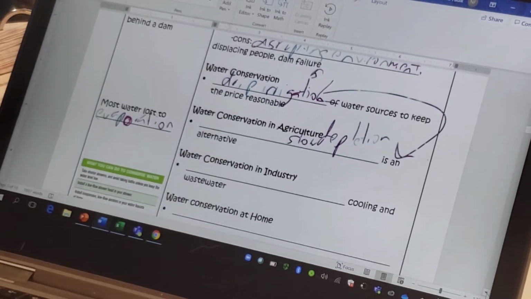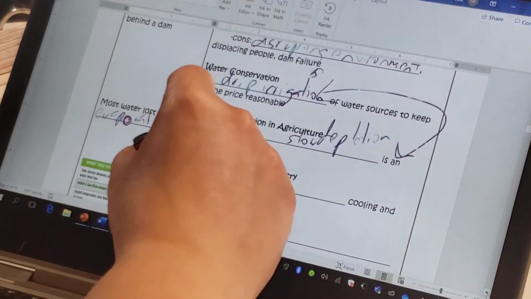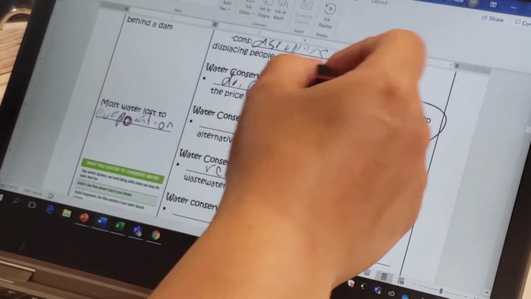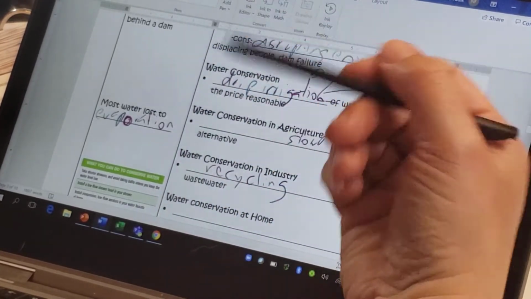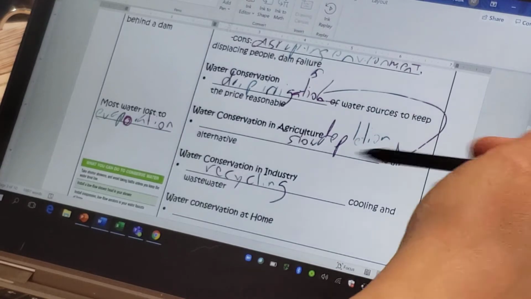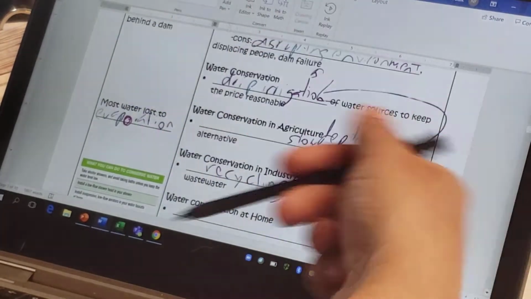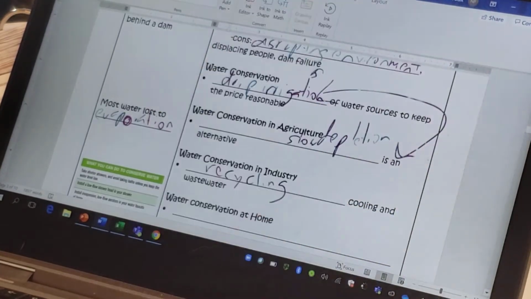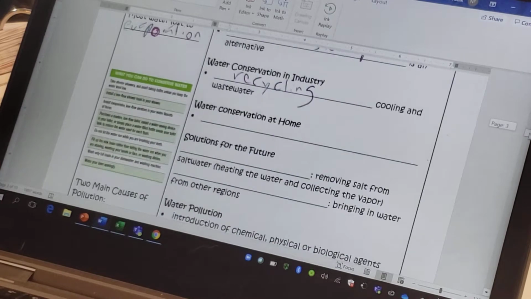Water conservation in industry, recycling, cooling and wastewater. So the cooling water, that's the water that's used in power plants to cool down the power plant so it doesn't overheat. You recycle that water. That'd be better. Wastewater, water that's coming off of the plants as well, the recycling plants, power plants.